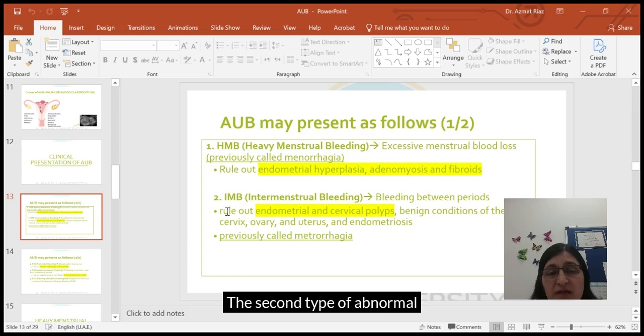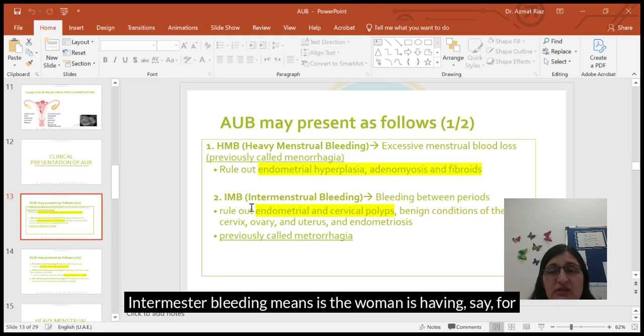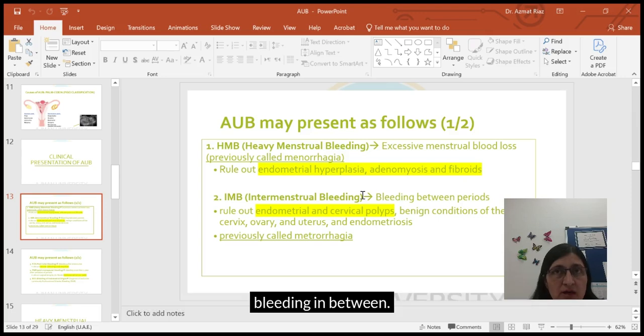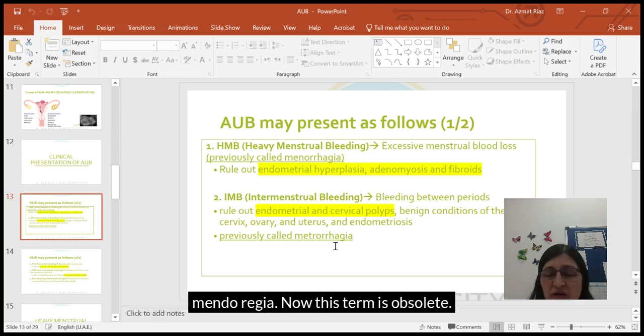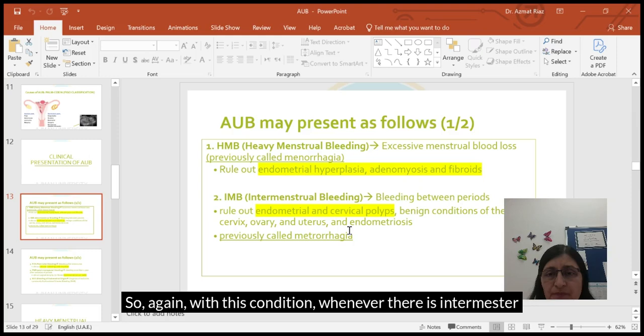The second type of abnormal uterine bleeding is intermenstrual bleeding. Intermenstrual bleeding means the woman is having, for example, periods, but she is having bleeding in between. It may be like 2 or 3 times, a little bit of bleeding in between. That's intermenstrual bleeding. Previously we used to call it metrorrhagia. Now this term is obsolete.